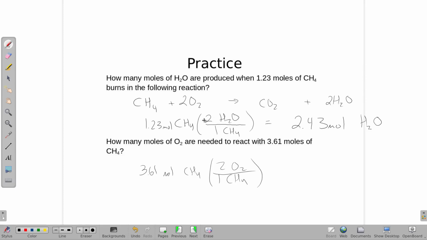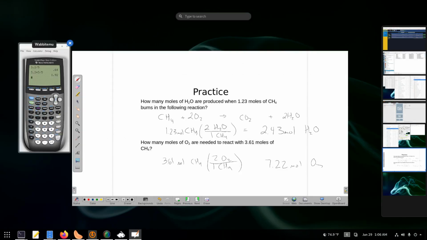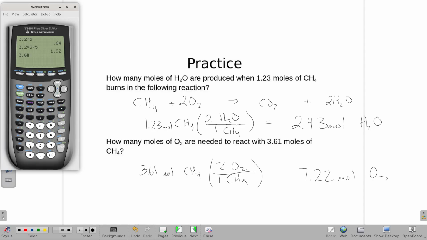So they look like they're the same thing, but they're not. The 2 is because of the O2 number. And let's see, this is going to be 7.22. Bad idea doing that in your head when you have a calculator.